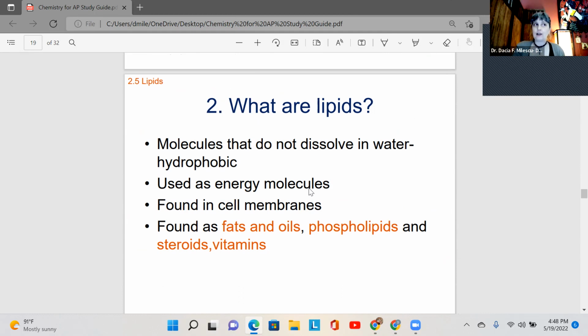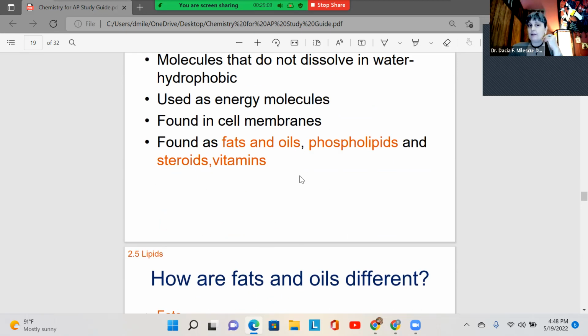Fats are actually good. It's just healthy fats, not bad fats. You know, there's the LDL and the HDL. We can get into that, but first I want to talk about lipids and what they are. They are energy molecules, and they're found in cell membranes. Fats and oils, phospholipids, steroids, and vitamins are all made of lipids. People don't think of vitamins as being lipids, but they are.